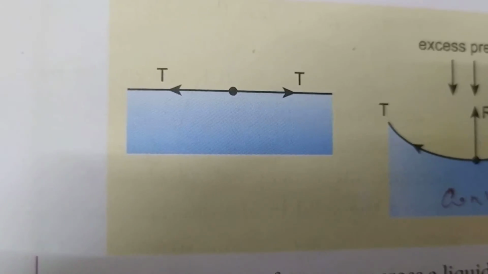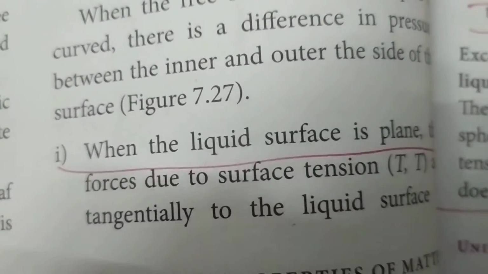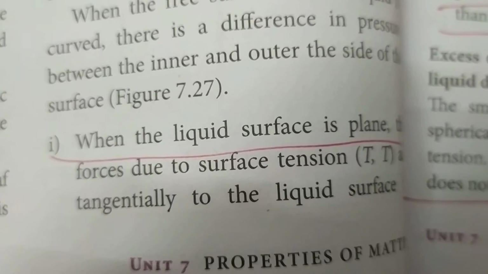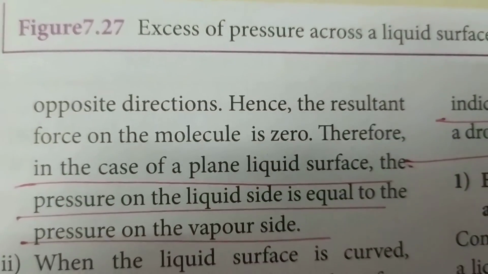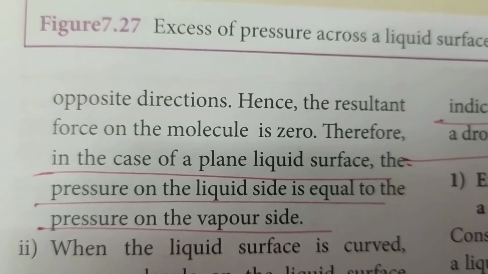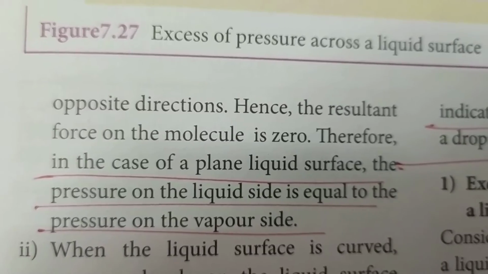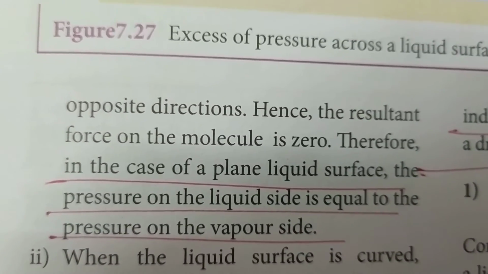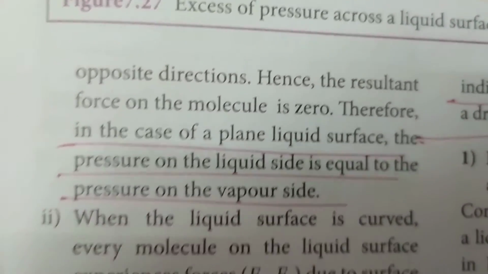And when you see the first case, that is when the surface is plane, then the forces due to surface tension, tangential to the liquid surface, act in opposite directions, so the resultant force is 0. So in the case of a plane liquid surface, the pressure on the liquid side is equal to the pressure on the vapor side. So this is the first case.